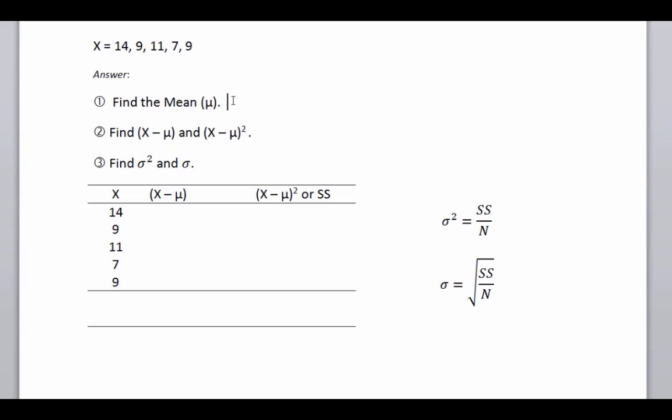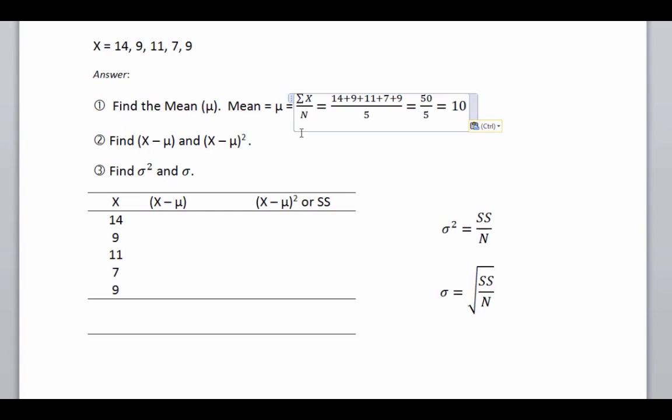Okay, so our first step is to find the mean. And I went ahead and did that there. So let's take a look at this. The mean, or mu, is equal to sum of x over n. So we're just going to add up all of these scores, 14 plus 9 plus 11 plus 7 plus 9, over 5, where 5 is just the number of values that we have. And that gives us 50 over 5, or 10. So our mean is equal to 10. Okay, that completes step 1.